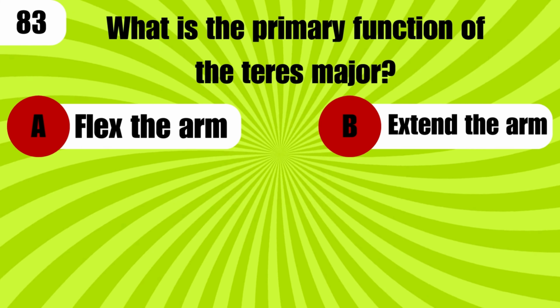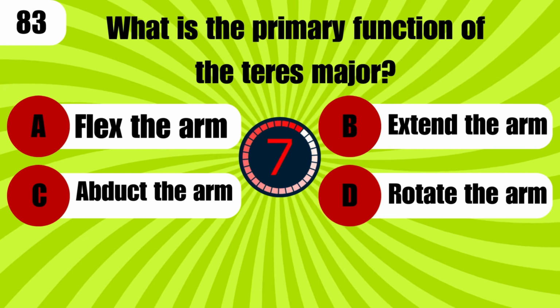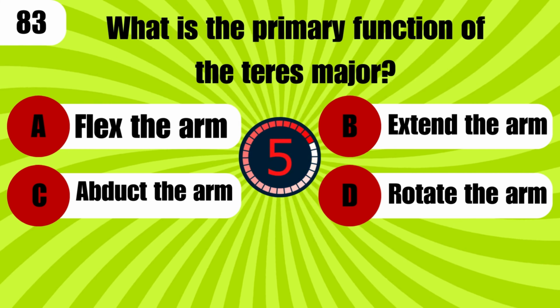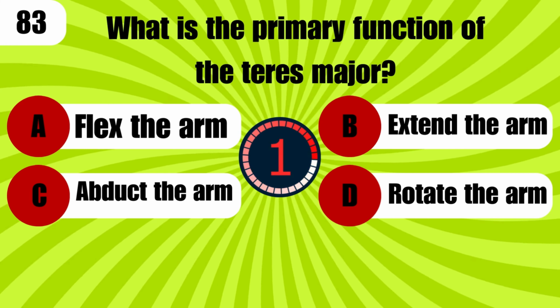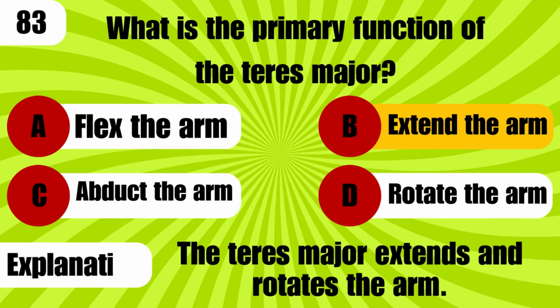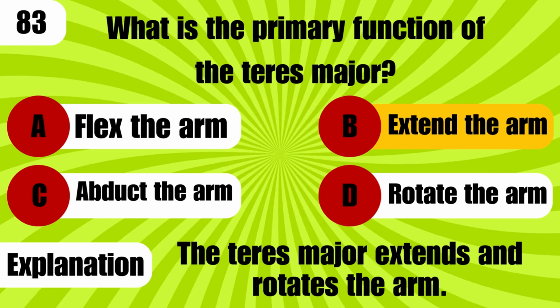What is the primary function of the teres major? Option A, flex the arm, extend the arm, abduct the arm, rotate the arm. The right answer is extend the arm. The teres major extends and rotates the arm.